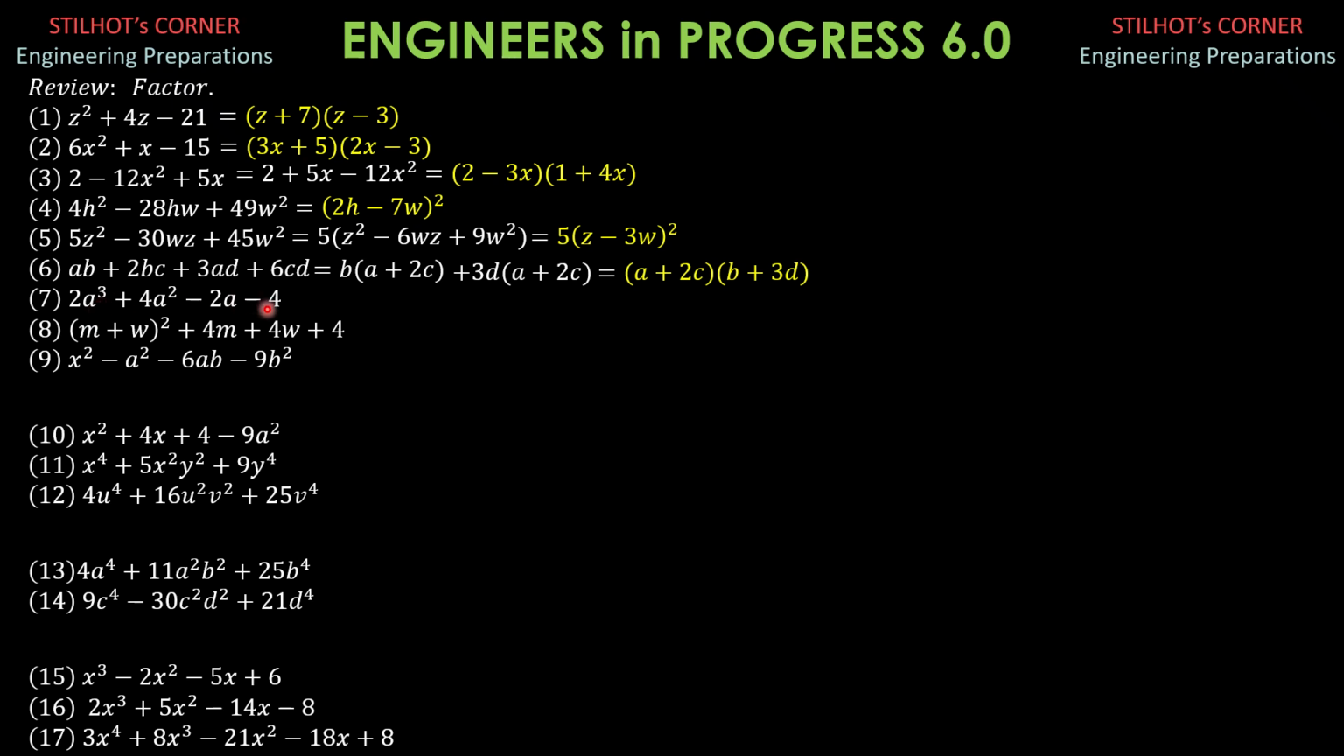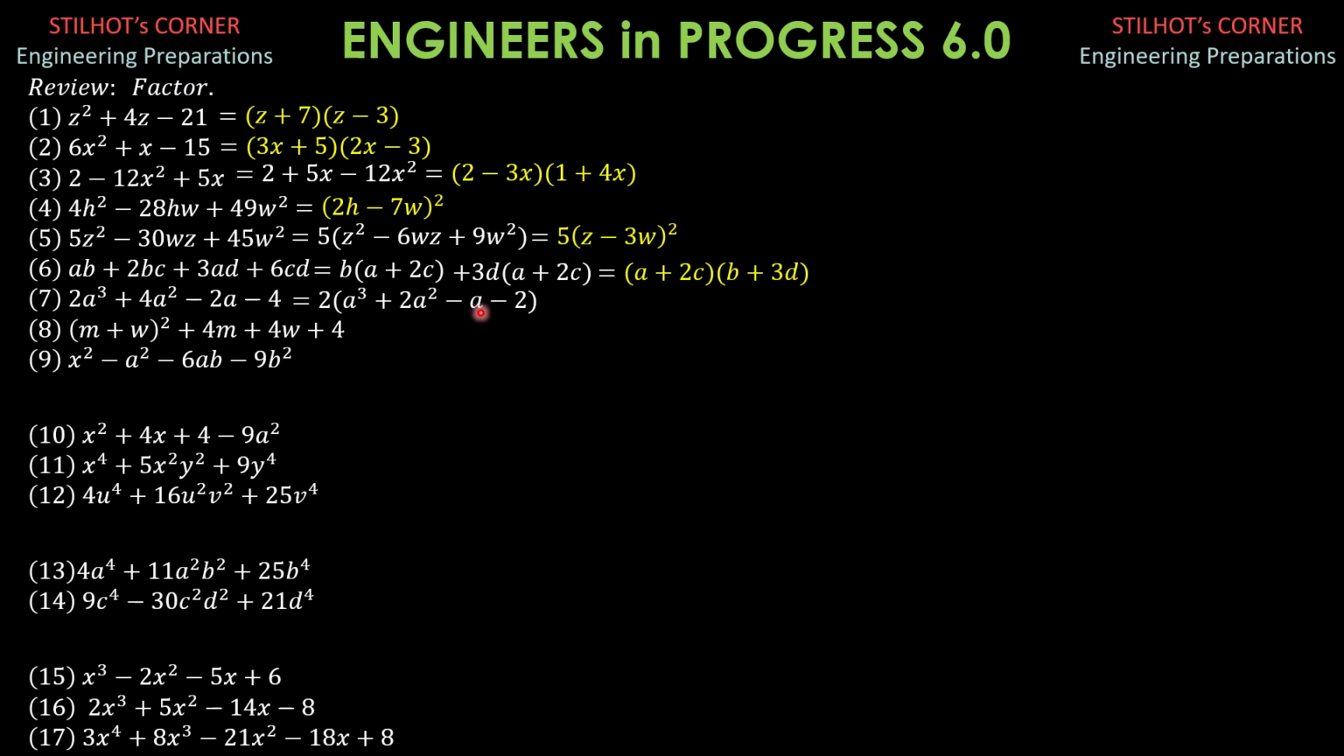Next, here, 2a squared is common for the first two terms. For the last two terms, 2 is common. So let's factor out 2a squared. So we have 2a squared quantity a plus 2. Or better, factor out 2 first. So 2 times quantity a cubed plus 2a squared minus a minus 2.